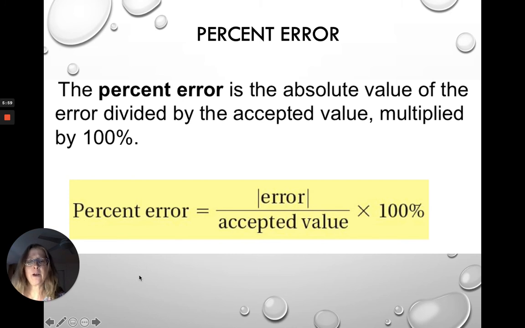Now, the percent error is the absolute value of the error divided by the accepted value. So in other words, we take that error, like 20, and we divide it by the accepted value, which is 100, and you multiply it times 100, and you get that your percent error is 20%. You're going to get some practice doing this, but that's the equation to figure out percent error that you should know.